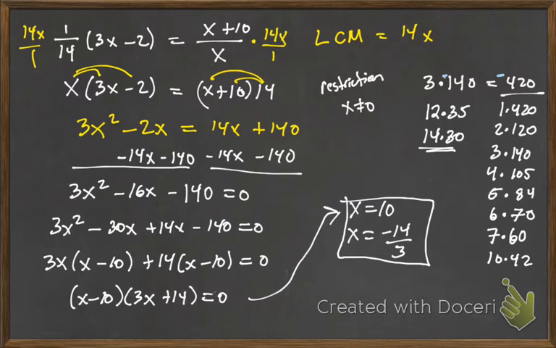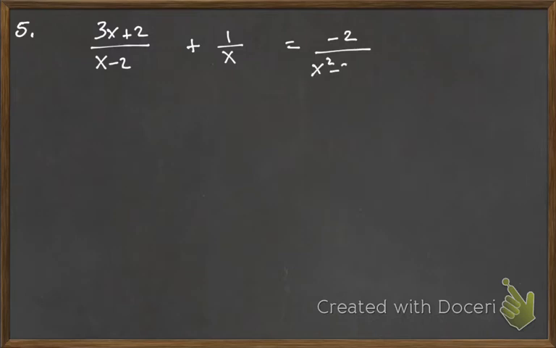Okay, so let's go ahead and take a look at another one. So this is number 5. So we have 3x plus 2 over x minus 2 plus 1 over x equals negative 2 over x squared minus 2x. And how a lot of these are set up is if I multiply these two together, I'm going to get this one.